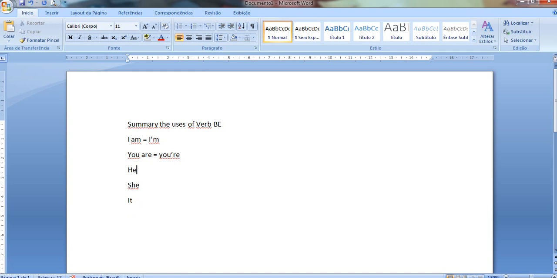Here we have the personal pronouns he, she, it. These three personal pronouns comprehend the third person. So, for these personal pronouns, we have only one form of verb be, that is, is, and they have the contraction form he's, she's, and it's. Okay.